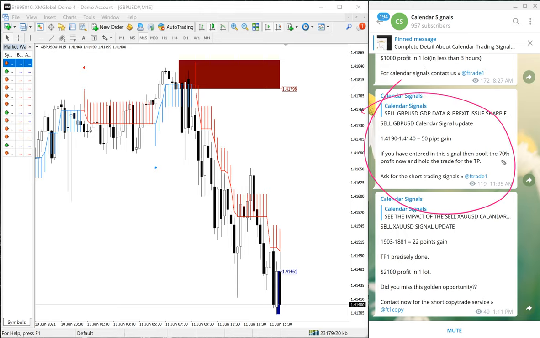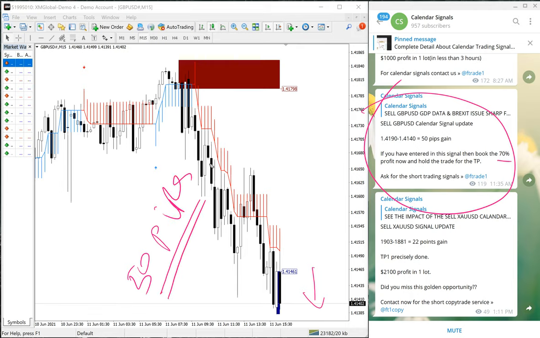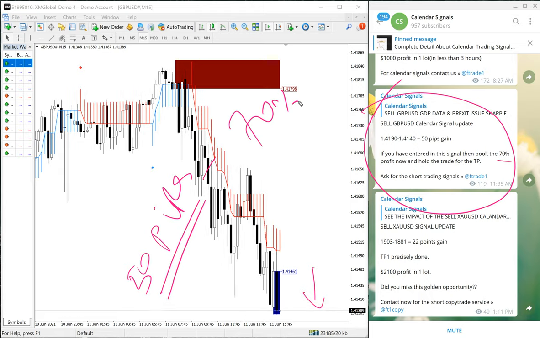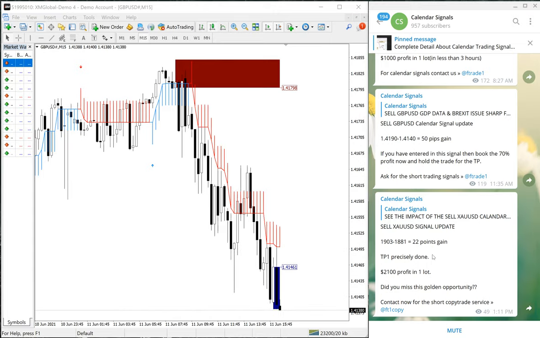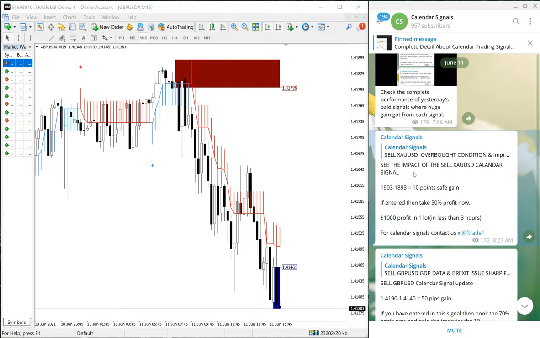We have suggested our clients to book 70% and hold the remaining. So it is continuously going down, as you can see in the live chart here. Currently 50 pips gain, the 70% position already booked, and the remaining we suggested our clients to hold for higher profit. If the client is able to take higher risk, they can book 25 or 50% profit at this stage, and hold the rest for the higher profit. Of course, in paid service we have given multiple entry options and more entry possibilities. Now we will move on to the gold signal, which is currently 22 points already made.